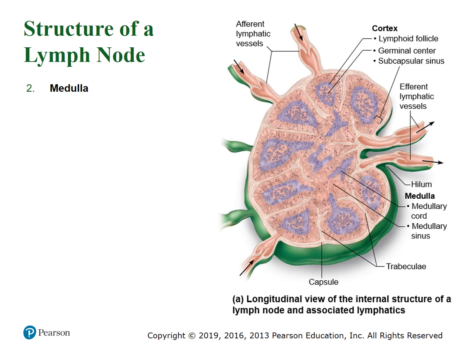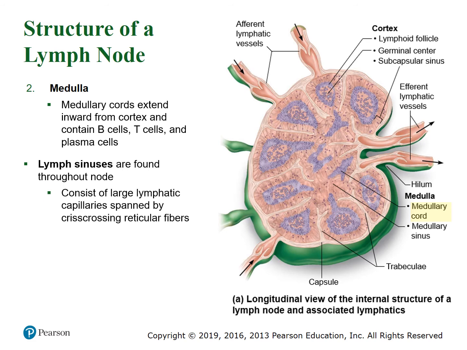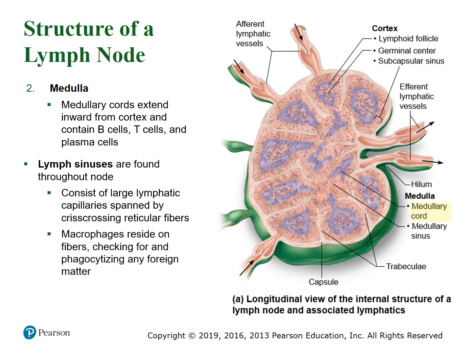Okay, the medulla is deep to the cortex, and if you look at the highlighting, you'll see medullary cords that extend inward from the cortex. These contain B cells, T cells, and plasma cells. You find lymph sinuses throughout the node, and these are going to be large lymphatic capillaries that have crisscrossing reticular fibers over them. Now, macrophages, again, are going to reside on these fibers. They'll check for any foreign matter, and they'll take it up and phagocytize it.